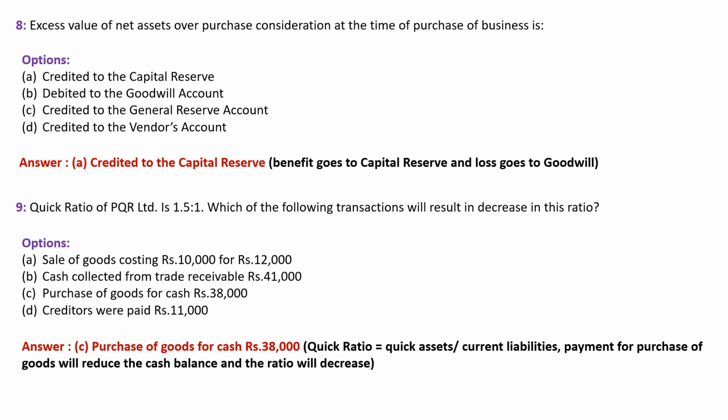So what is the correct answer here? Purchase of goods for cash 38,000. And what is the formula for quick ratio? Quick assets divided by current liabilities. So payment for purchase of goods will reduce the cash balance and the ratio will decrease.